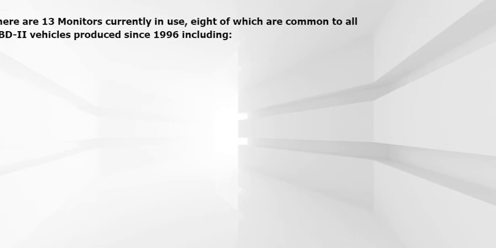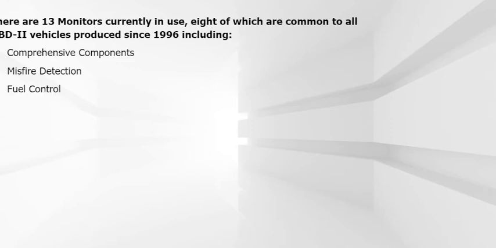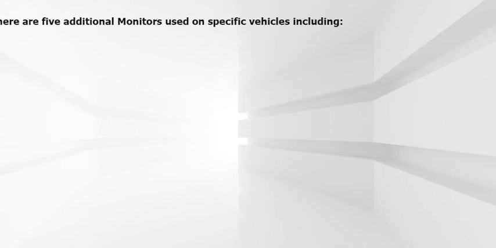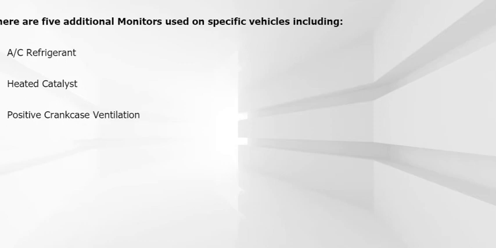These diagnostic tests are called monitors. Currently, there are 13 monitors. 8 of these are common to all OBD II vehicles produced since 1996, including comprehensive components, misfire detection, fuel control, exhaust gas recirculation or EGR, catalyst efficiency, oxygen sensor, O2 heater, evaporative emissions or EVAP. The following 5 monitors are used on specific applications: AC refrigerant, heated catalyst, positive crankcase ventilation, secondary air, thermostat.